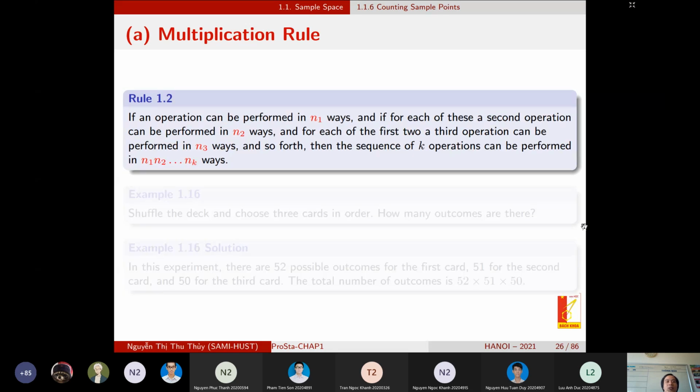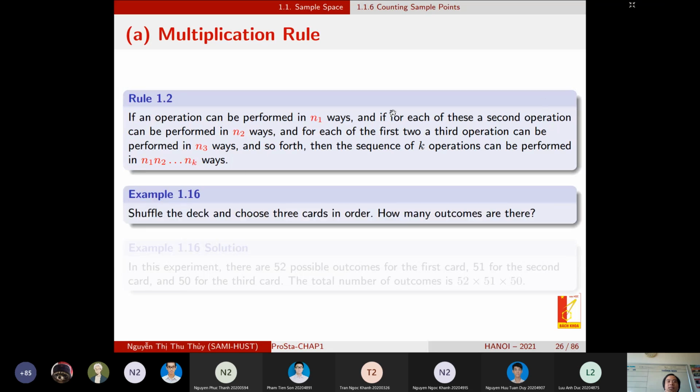And now we extend it to k different operations. Example 1.16. We shuffle the deck of 52 cards and choose 3 cards in order. How many outcomes are there? Do you remember the deck of cards? There are 52 cards in total. Now we choose 3 cards from the deck of 52 cards and put them in order, so we care about the order of the 3 cards also. So how many outcomes are there? Can you count?